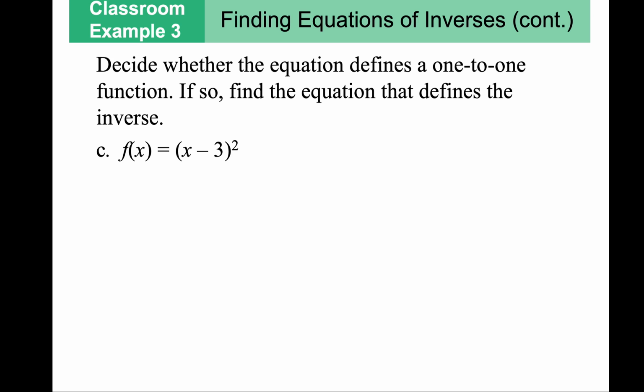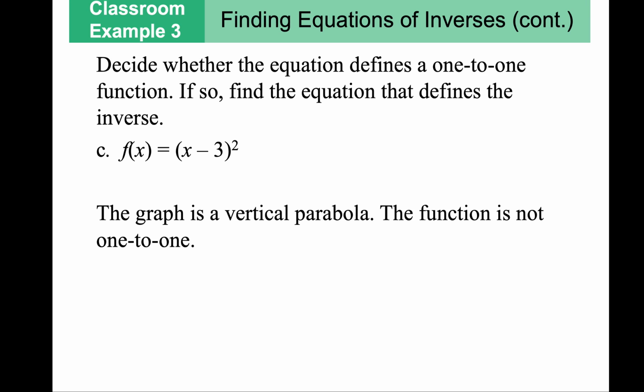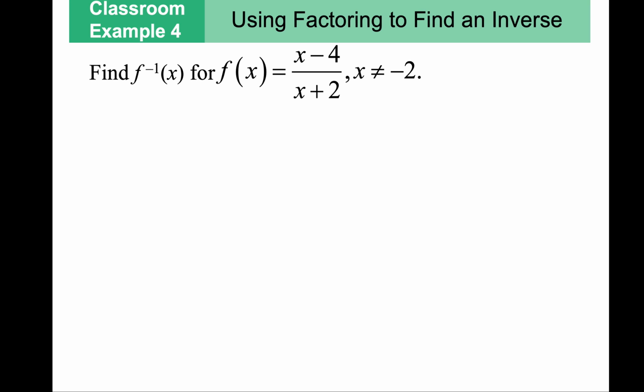If I wanted to do x minus 3 squared, that is a parabola which does not pass the one-to-one horizontal line test. So that's it. I can't take it any further. I can't find an inverse.